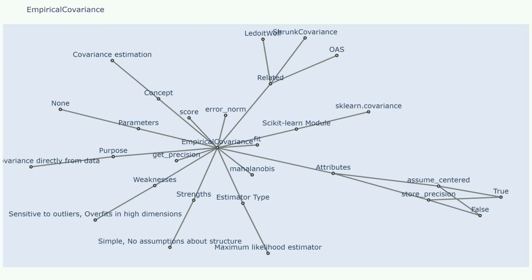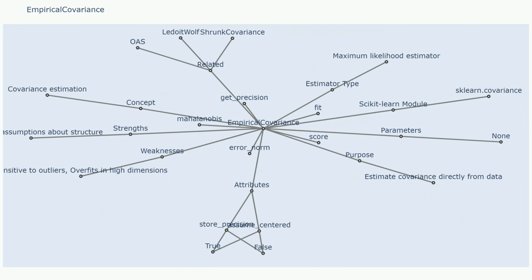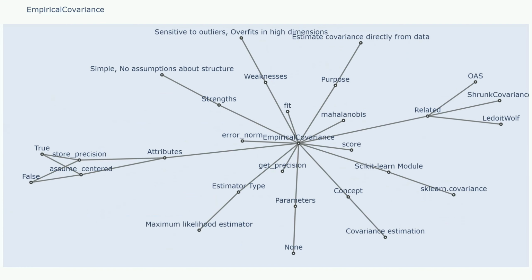YAML. Name: sklearn.covariance.empirical_covariance. Description: estimate the covariance matrix from data. Given a 2D array, compute the covariance matrix. Challenges: the input array must be 2D and have at least 2 rows.